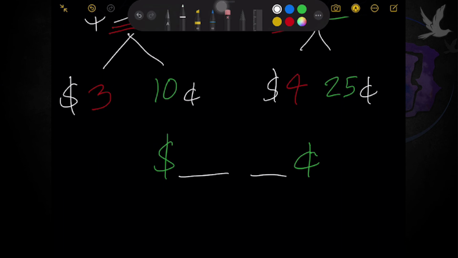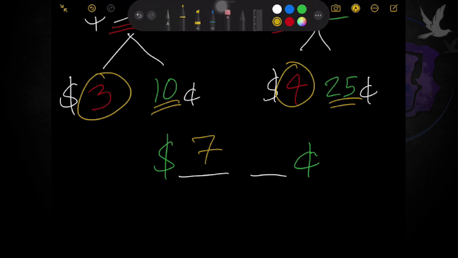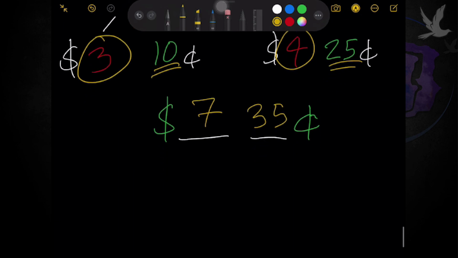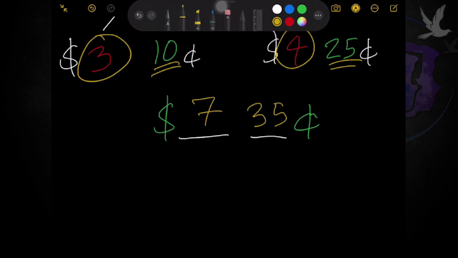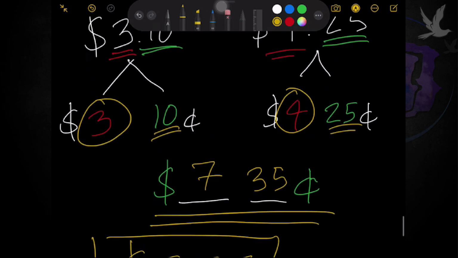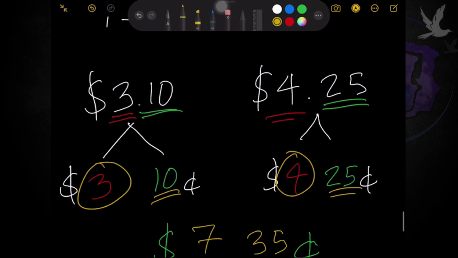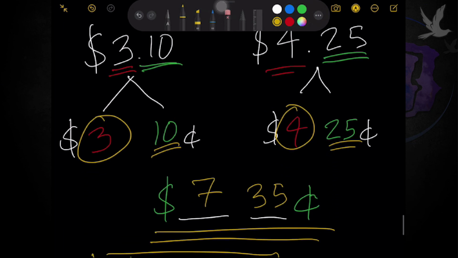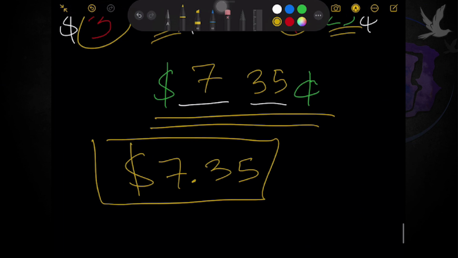Meron tayong dollars, meron tayong cents. So all you have to do here is just to take the dollars first. 3 plus 4 will give you 7. And 10 plus 25 will give you 35 cents. Expressing this number as a dollar alone. So this should be equivalent to $7.35. Okay? So breaking down the numbers to dollars and cents, adding them all up, and giving us the answer.